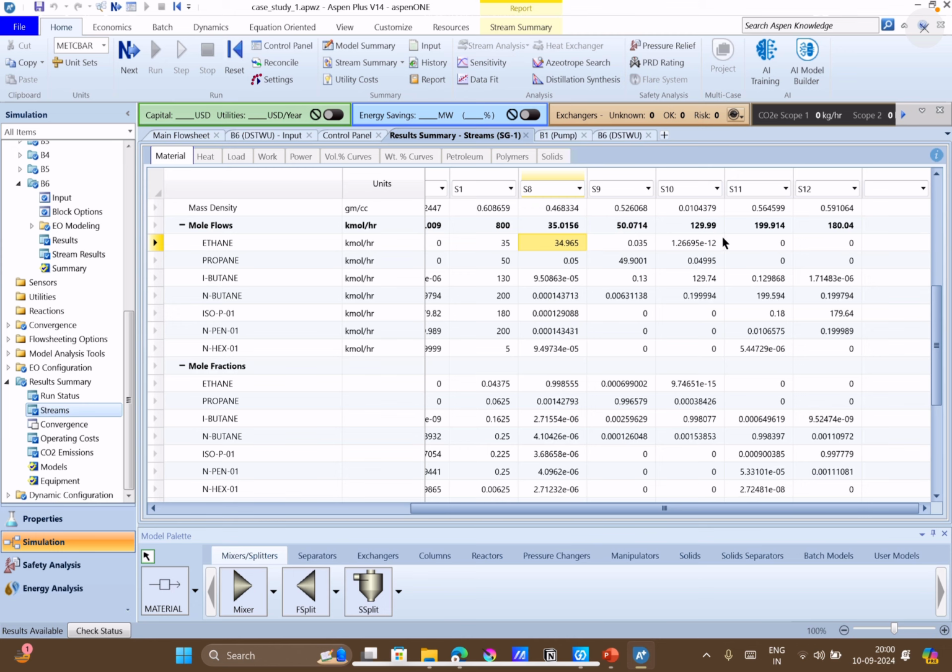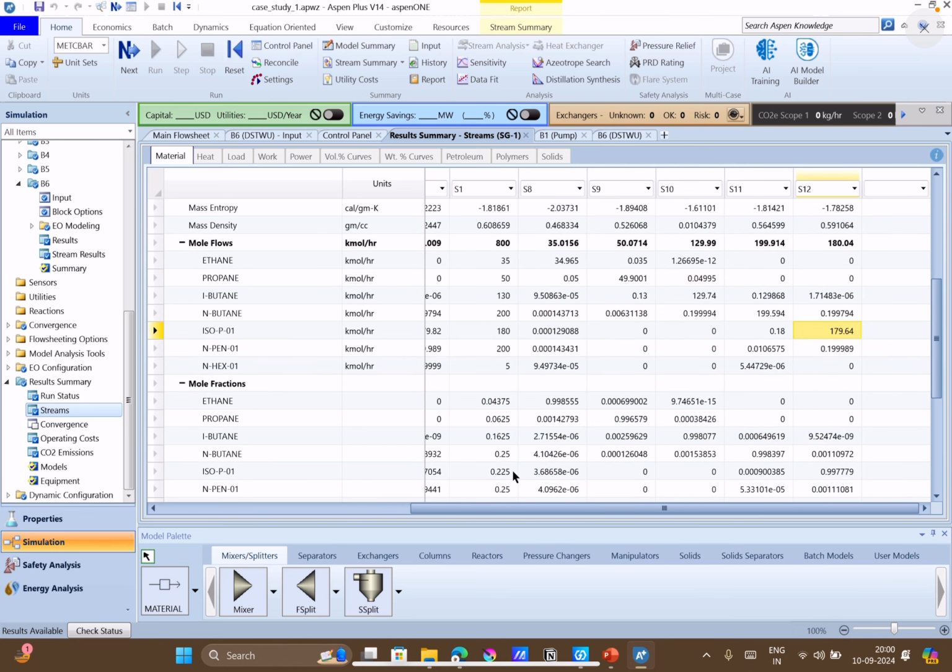Same goes for the propane. Propane should be separated in the second column, and that has been done. Then isobutane in the third column, n-butane in the fourth column, isopentane in the fifth column, and you can see recovery is around 99% of the feed composition.